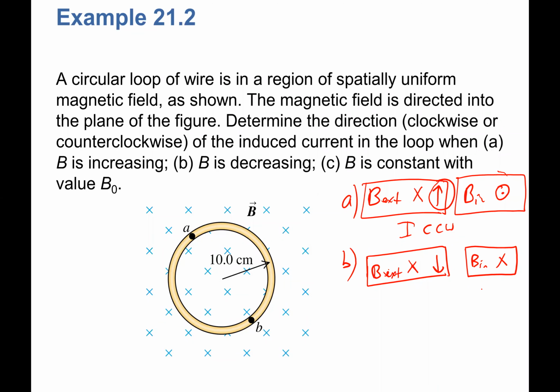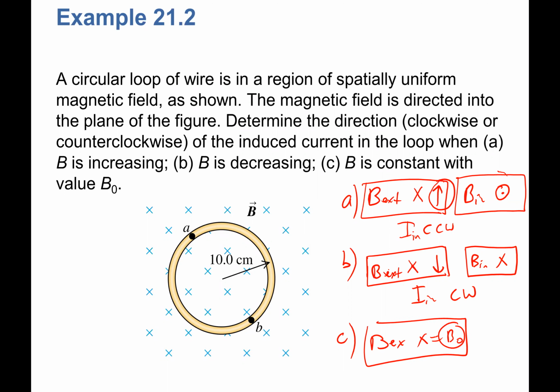All right, so what direction of current gives us an into-the-page magnetic field? Well, use your right hand. Your thumb, which is B induced, is in the direction of the original magnetic field, which is into the page. And you can see, right, you curl your fingers for the direction of the current. In this case, I induced will be clockwise, because a thumb into the page gives you clockwise current.